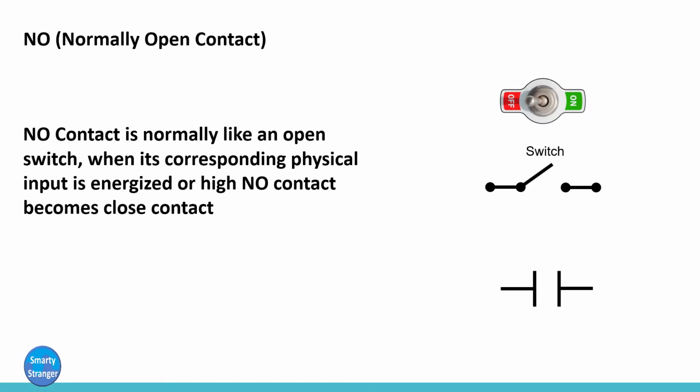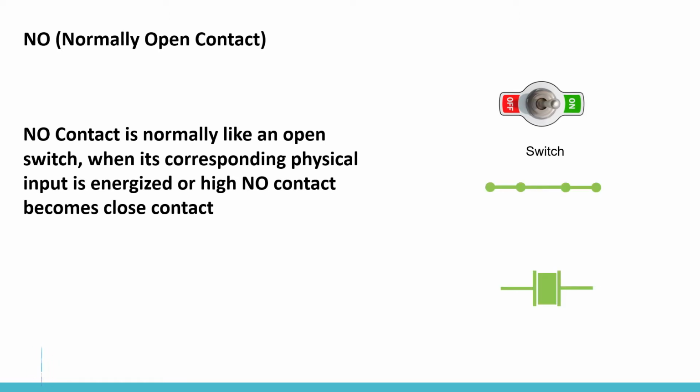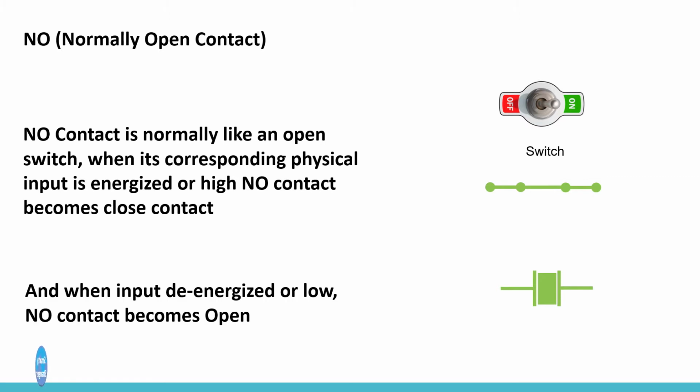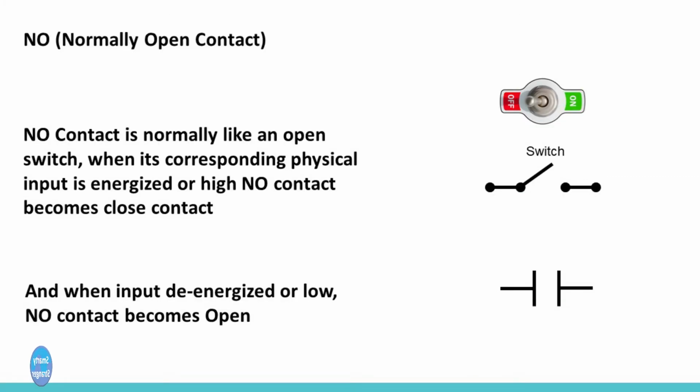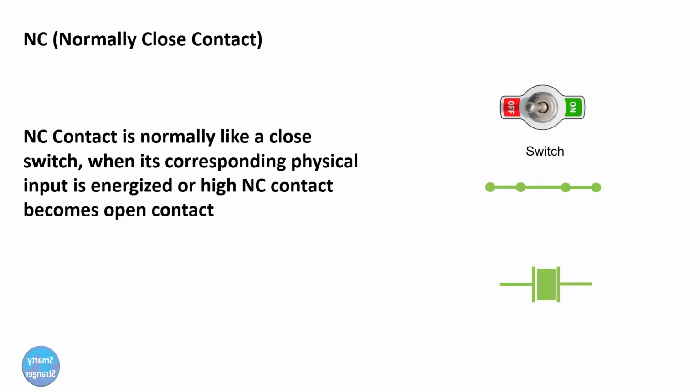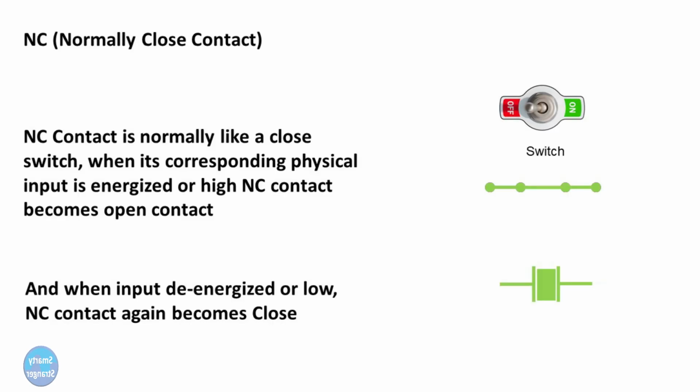Normally open contact is like an open switch. When its corresponding physical field input is energized or high, it becomes a closed contact. And when the input is de-energized or low, it becomes open. Similarly, normally close contact becomes an open contact when its corresponding physical input is energized or high. And when the input is de-energized or low, the normally close contact again becomes closed.